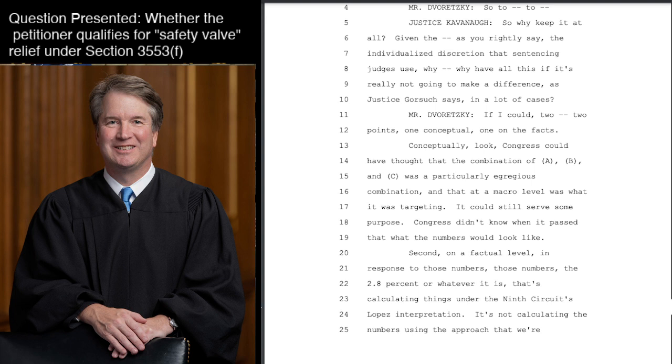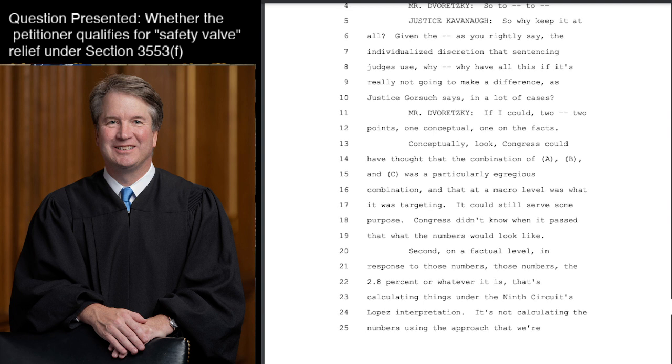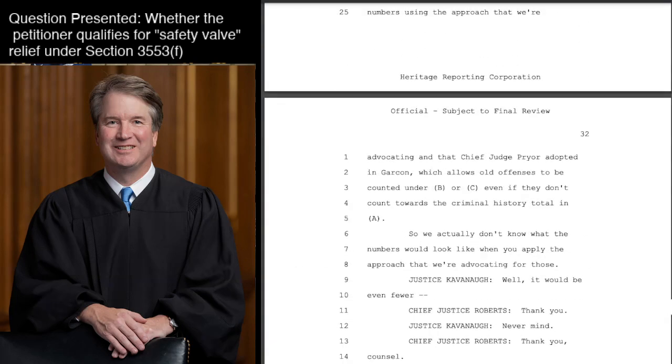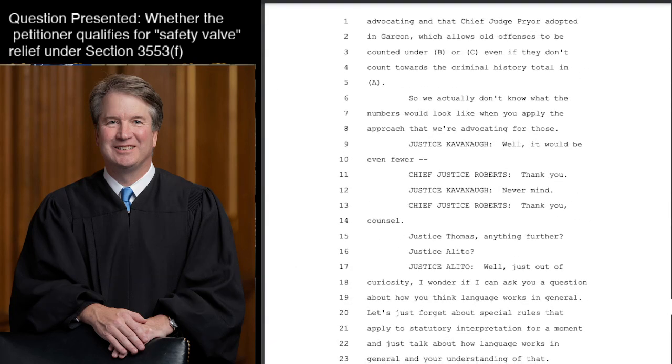Second, on a factual level, in response to those numbers, the 2.8% or whatever it is, that's calculating things under the Ninth Circuit's Lopez interpretation. It's not calculating the numbers using the approach that we're advocating and that Chief Judge Pryor adopted in Garcon, which allows all offenses to be counted under B or C, even if they don't count towards the criminal history total in A. So we actually don't know what the numbers would look like when you apply the approach that we're advocating. Will be even fewer. Never mind. Thank you, Counsel.